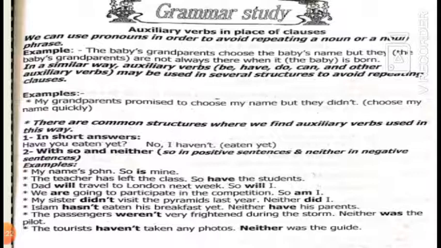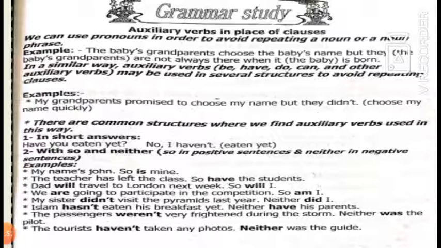Number 2, the teacher has left the class, so have the students. The teacher has left the class, a positive sentence. So we are going to use so. Then you have to look at the verb in the first sentence. Has left. It's a verb in the present perfect. So you are going to use have or has. Here we are talking about the students, so we must say so have the students.